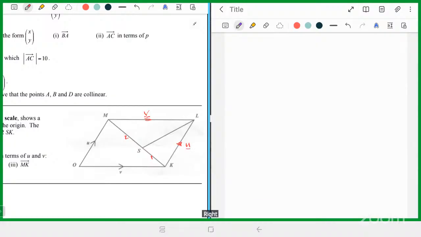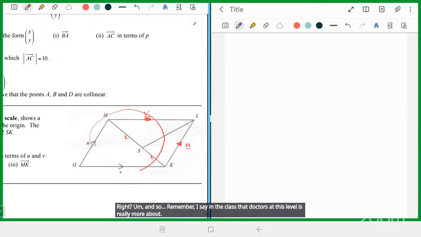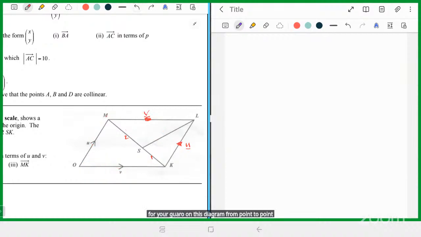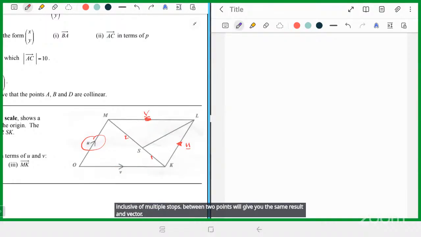And so remember, I said in the class that vectors at this level is really more about how you go around this diagram from point to point. Think of it that way. And these are like pathways that you can use. So you have 4 pathways now that you already know. But any path, even inclusive of multiple stops between 2 points, will give you the same resultant vector.